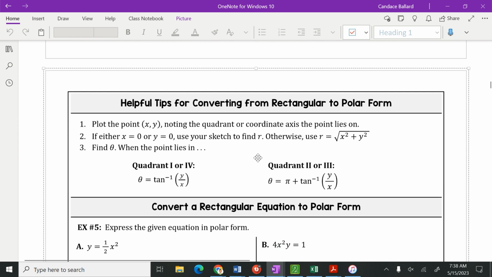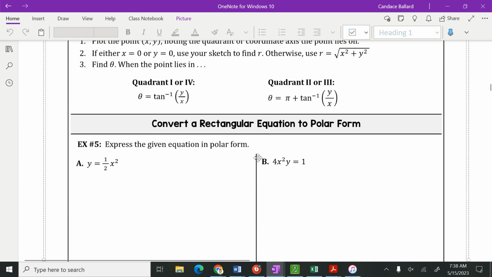So if I'm in x's and y's, I want r's and thetas. If I'm in r's and thetas, I want to turn it into x's and y's. And every time I do that, it's going to probably look a little bit different. So each one of these might look a little bit different, but it's kind of the same. Hopefully you'll start seeing some patterns in the way we put these together.